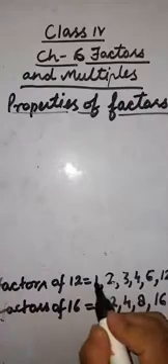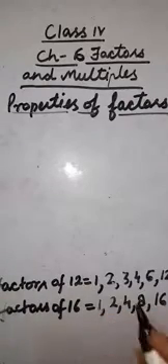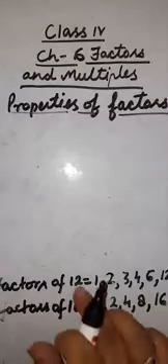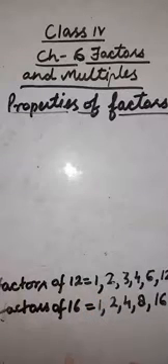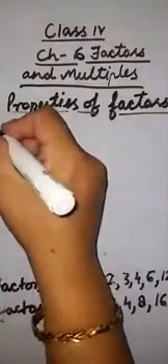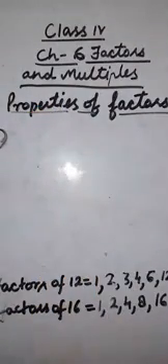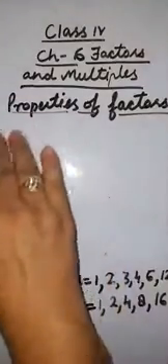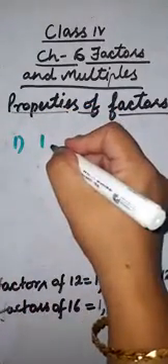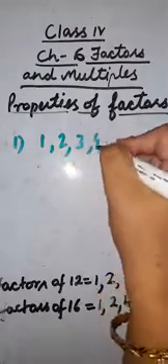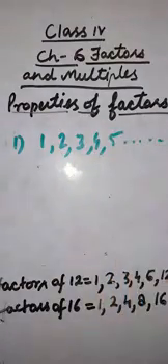So what is the first factor here? 1. We can say that both the quotients in 12 and 16 are the same here, 1 and 1, and it is the smallest factor. So we can say that 1 is a factor of every number. Right? So property number 1 is that 1 is a factor of every number. Right, children? Because in the table of 1, every number comes, like 1, 2, 3, 4, 5 and so on. Okay?